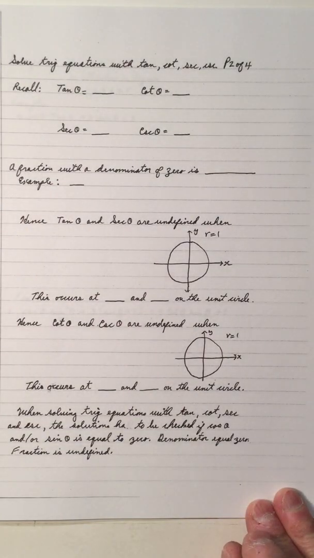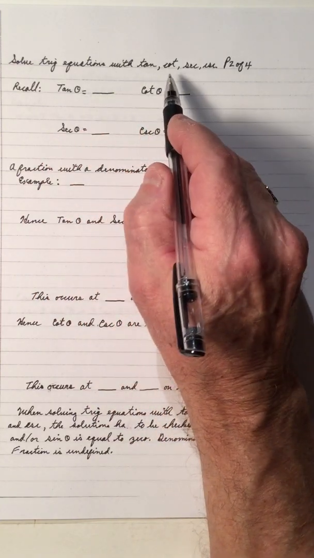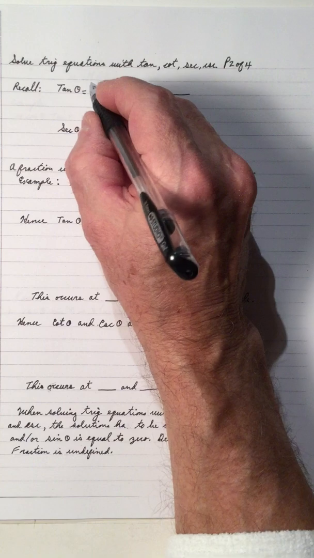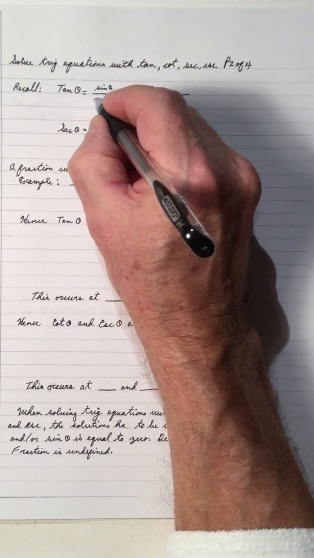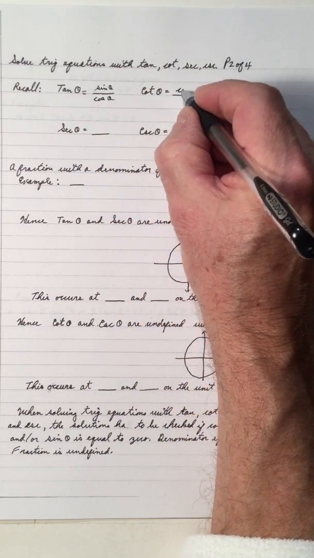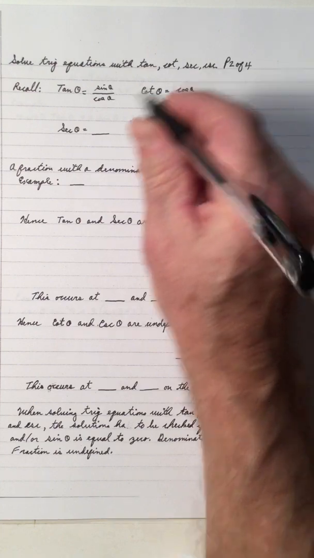Welcome to my video on solving trig equations, lesson number 4. Lesson number 4 will solve trig equations that have tan, cot, secant, and cosecant. Recall, tan is sine theta over cos theta. Cot is the reciprocal, which is cos theta over sine theta.